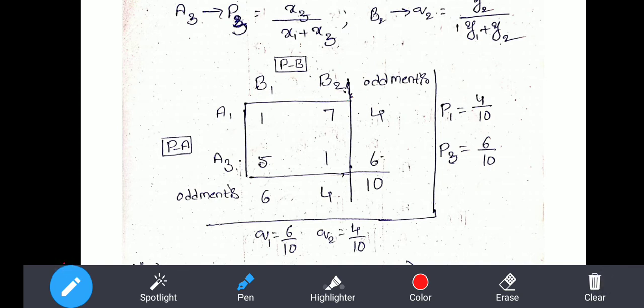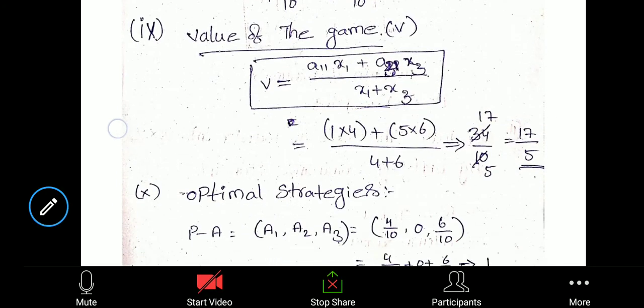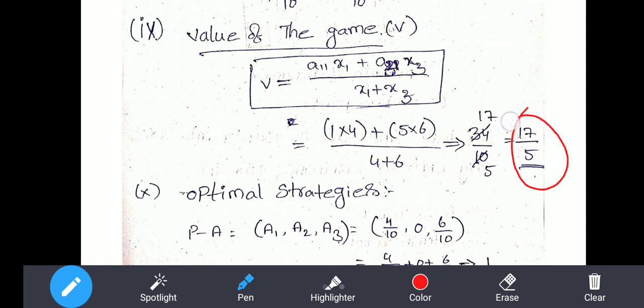Next will be finding the value of the game. The value of the game is 1 into 4 plus 5 into 6, divided by 10. So that is the value of the game, which is obtained as 17 by 5.